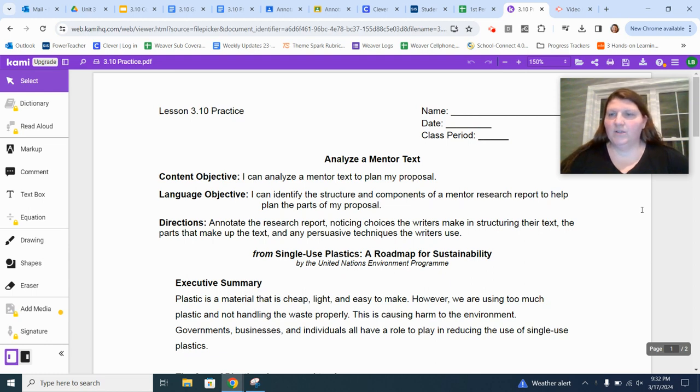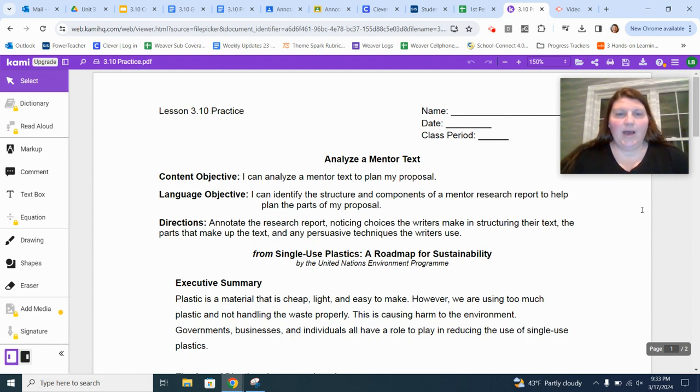So when we think of a mentor text, you can think of a person who is a mentor, right? Someone that you look up to, you get advice from, they model what kind of person you should be, or it's like a mentor in a sports capacity. Maybe they're a really good player. So, a mentor text we're using as a good model of the writing that we can do.